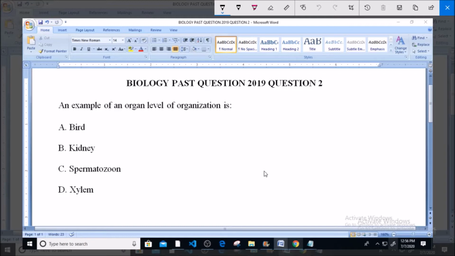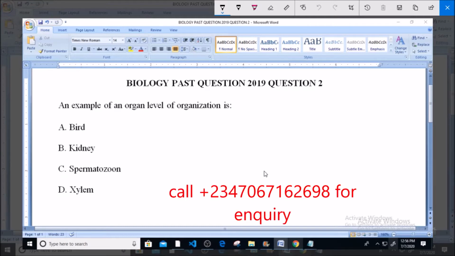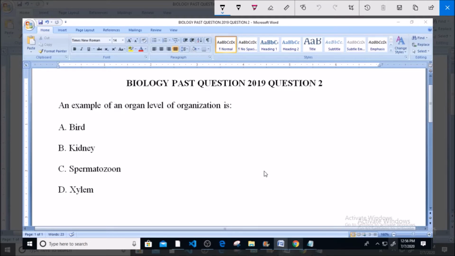An example of an organ level of organization is A. Bird, B. Kidney, C. Spermatozoon, and D. Xylem. Now, what are the levels of organization? That's the first question you ask yourself when you attempt a question like this.